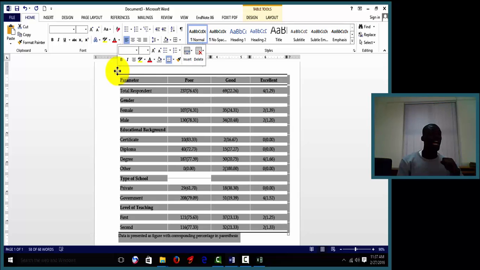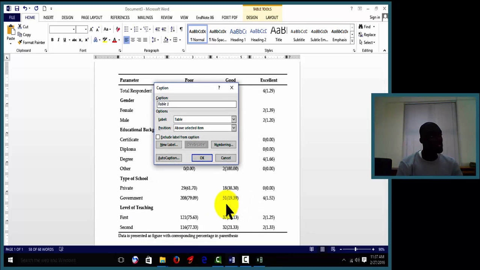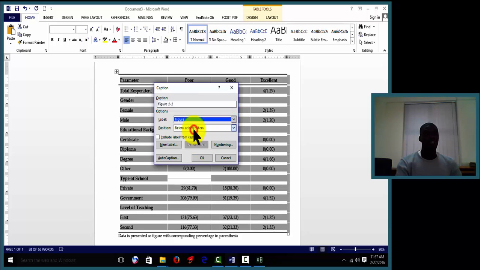Right. So to put a title, you want to insert captions. You right click the table and then go to Insert Caption. When you click on Insert Caption, you have a dialog box like this. If it is not a table and it's a figure, you can choose that.